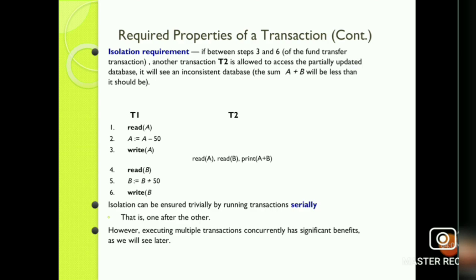Last one is isolation requirement. If any other transaction accesses the data in between steps 3 and 6, what is step 3? Writing of A. Step 6, writing of B. So if any other transaction accesses the data in between the two steps, it will lead to an inconsistent database. So that is solved by isolation.